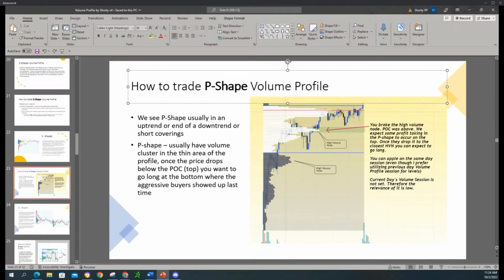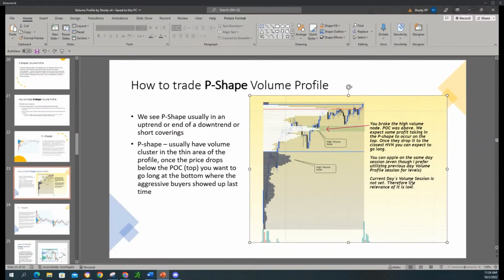How to trade a P-shaped volume profile. That's what I just went live on. You have the POC. Usually they're consolidating here. Once they break the POC, you can look for the high volume node and buy there. If you're more aggressive, you can use the same day profiles. But until you get better, I suggest you use the previous day as a reference. Because, as Cuban mentioned, this is really important: the current day's volume session is not set. Those levels move. The buyers and sellers did not conclude on those levels. They're still in progress.